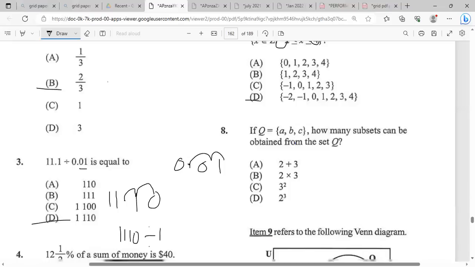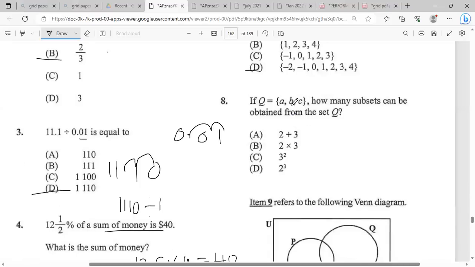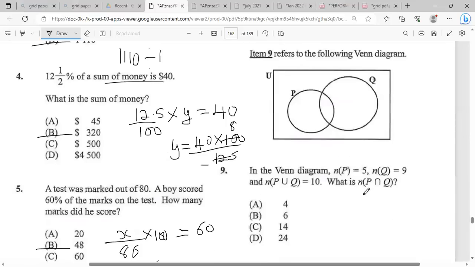Number 8 says, if A, B, C is equal to ABC, how many subsets can be obtained? That will be 2 raised to the number of elements, which is 3. And for this one, in the Venn diagram, the number in P is equal to 5. The number in Q is equal to 9. And the total combined is 10. What is P intersect Q?